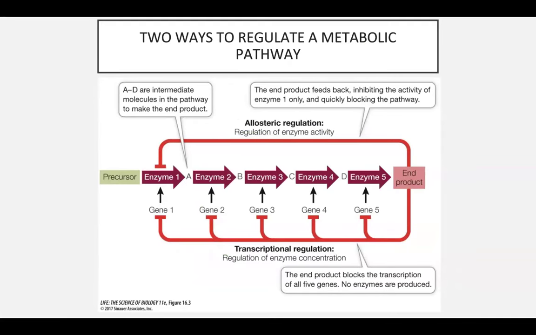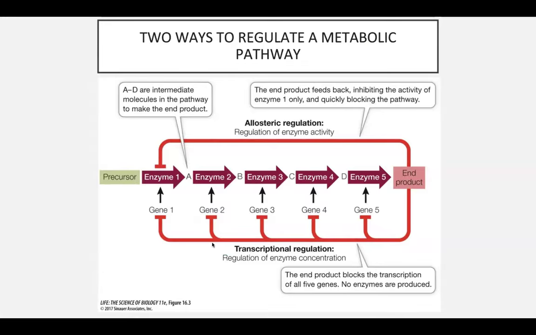And so there are two ways to regulate a metabolic pathway: allosteric regulation and transcriptional regulation. In terms of allosteric regulation, it's super quick. It allows very rapid fine tuning because only the end product feeds back. So whatever end product is created, it feeds back and inhibits the activity of only enzyme 1. So allosteric regulation can quickly block the pathway.